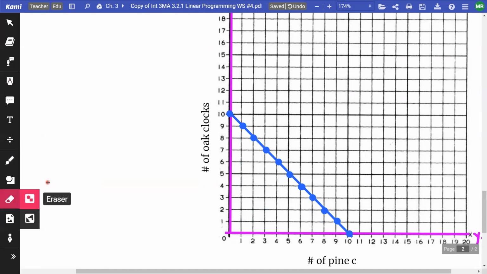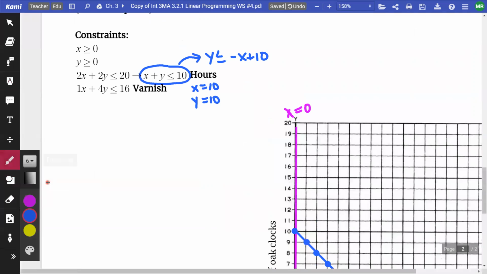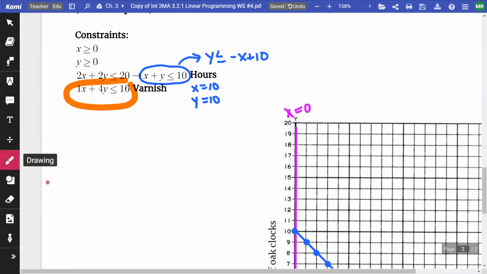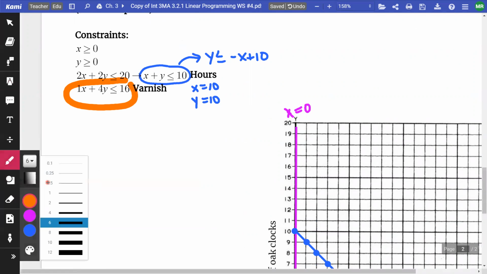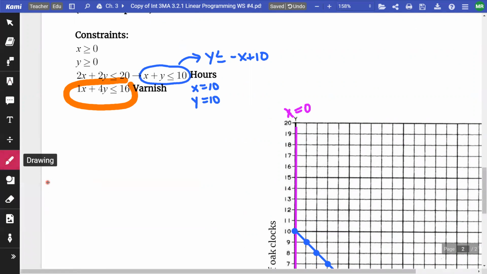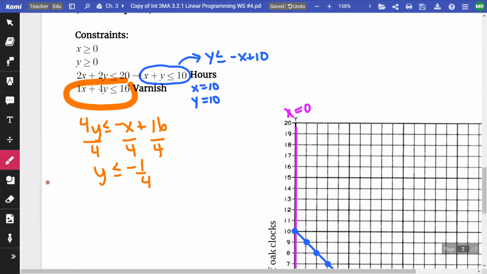Now, the next one is this one. And I can get this in y form. So 4y is less than or equal to negative x plus 16. Divide everything by 4, and I get y is less than or equal to negative 1/4 x plus 4.